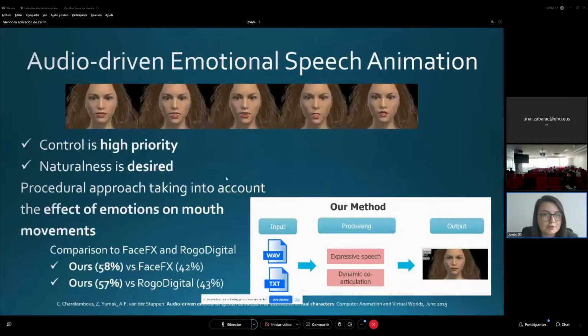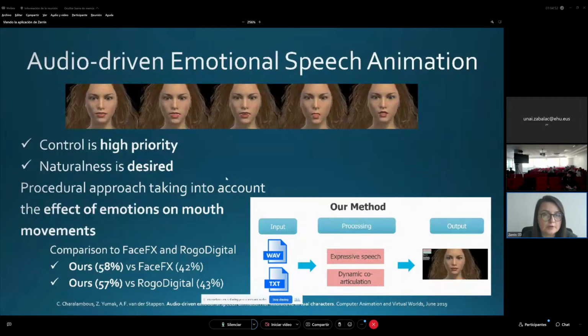The first work that I want to mention from our group is audio-driven emotional speech animation. I earlier mentioned the work of Jolly, the procedural work. This is not a data-driven animation, but a procedural animation research. And it's a follow-up of the Jolly model.